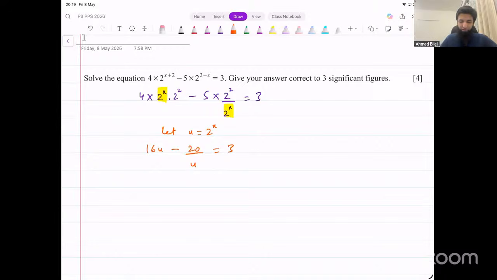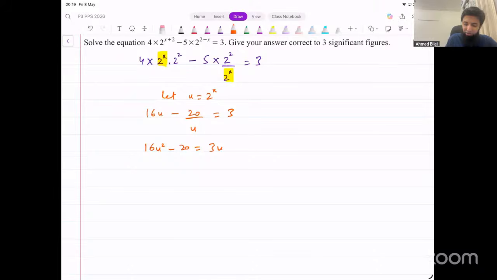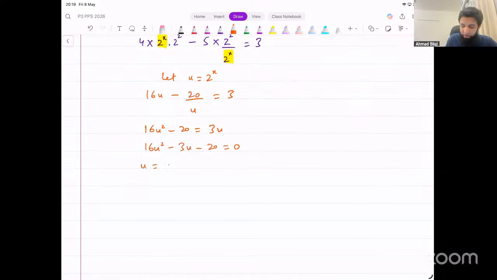Okay, let's solve this equation now. Multiply the whole equation by u, and that gives you 16u squared minus 20 equals 3u on the other side. Let's bring 3u to this side, and that gives us a quadratic equation: 16u squared minus 3u minus 20 equal to 0. Just put this whole thing on your calculator. After inputting in the quadratic formula, minus into minus 3 plus minus square root of minus 3 whole squared minus 4 into 16 into minus 20, whole divided by 2 into 16.